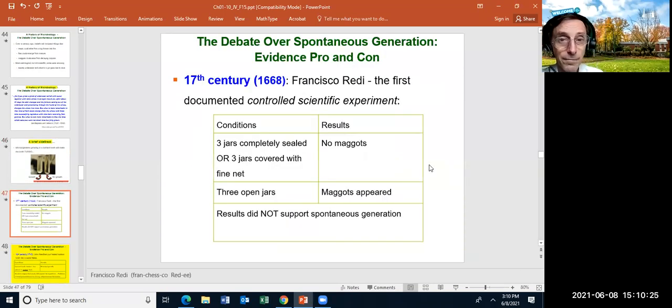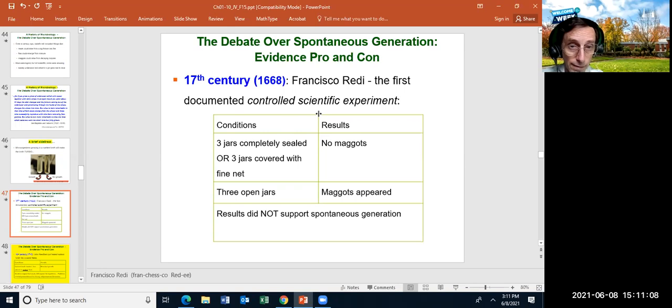The first evidence for or against the theory of spontaneous generation came from an experiment done by Francesco Redi in 1668. And you don't need to know the date, I'm just telling you when it happened. Francesco Redi is important because not only did he give the first evidence against spontaneous generation, but he also gave the first documented scientific experiment. So he wrote up the first scientific experiment.